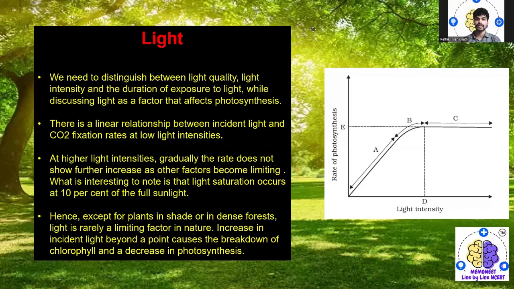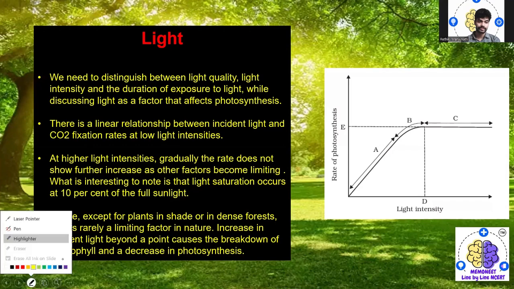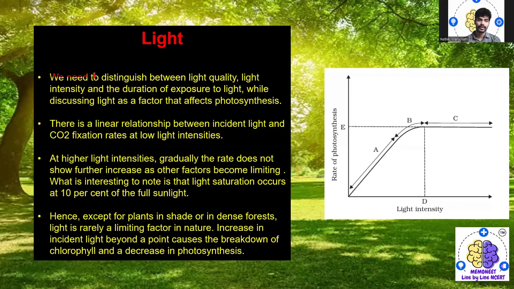The next factor that we can study is light. So we need to distinguish between light quality, light intensity, and the duration of exposure to the light, how a plant is exposed to the light, while discussing light as a factor that is going to affect photosynthesis. So here is the linear relationship between the incident light intensity and the rate of photosynthesis.